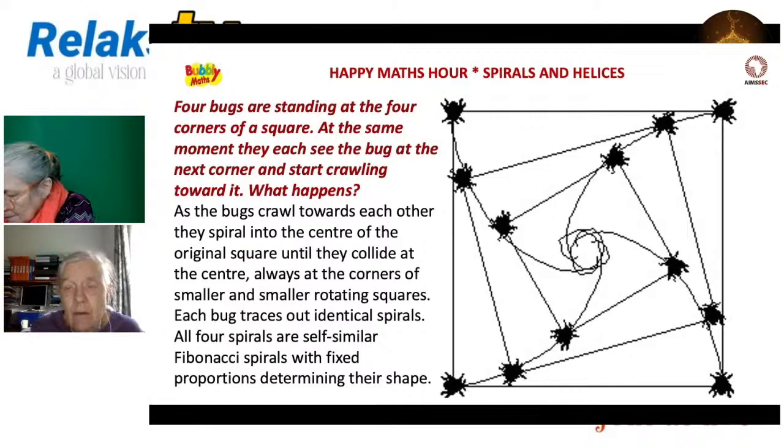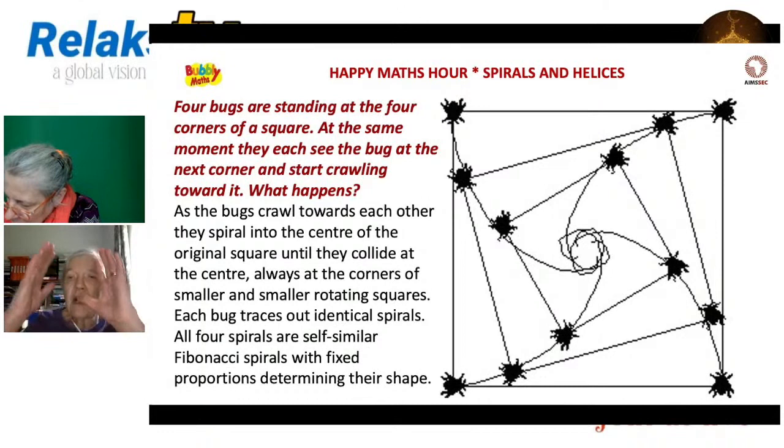So by the time my bug at the top right, I should have numbered them, number one, has got to the position two, by the time he's gone a little way in, the bug he's watching, can you see he's gone a little way in? In fact, they've all gone a little way in. And so now, can you see the slightly smaller inner square that's tilted?